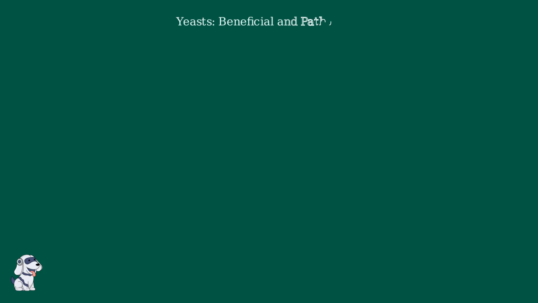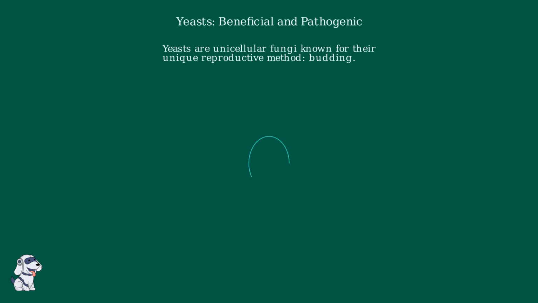Yeasts are a group of unicellular fungi that play diverse roles in our world. Unlike molds, which are multicellular, yeasts typically reproduce through a process called budding, where a new cell forms as an outgrowth of the parent.